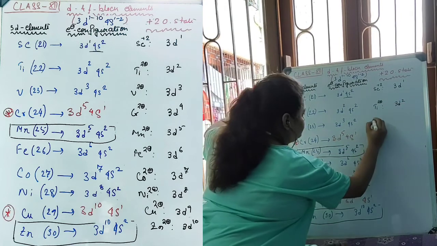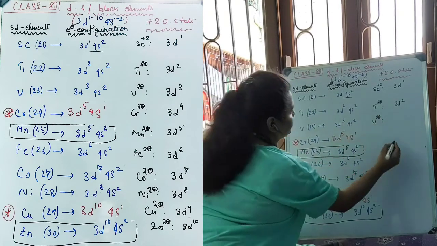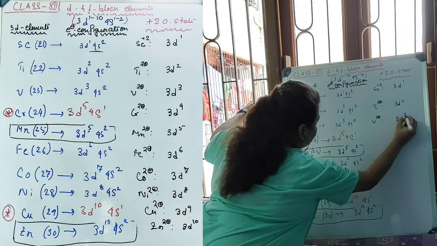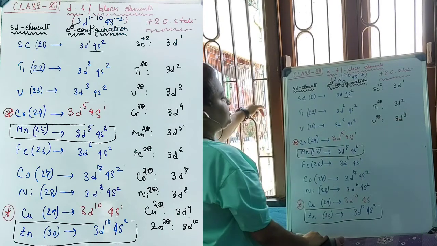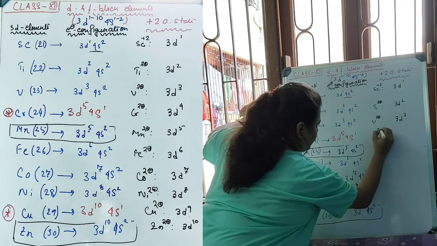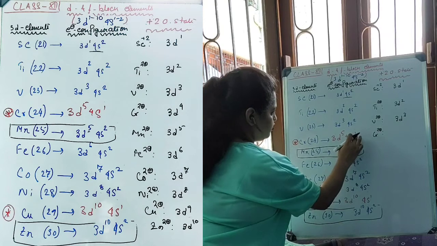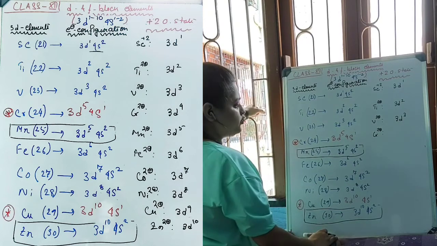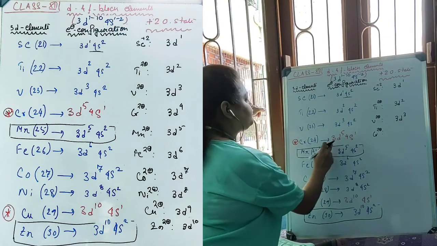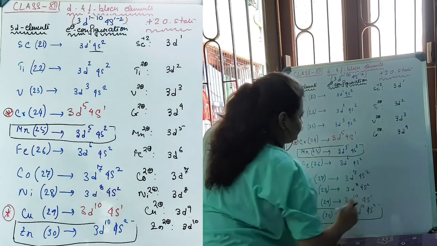For vanadium 2+, the electronic configuration again will be 3d3 because 2 electrons from the 4s will leave. For chromium 2+, 1 electron will leave from 4s and another electron will leave from 3d, making the electronic configuration 3d4.